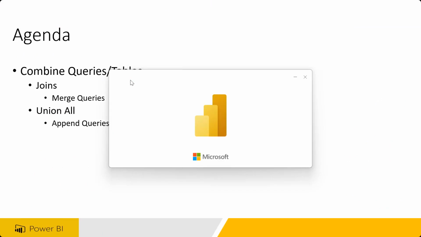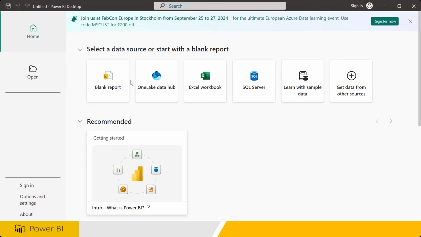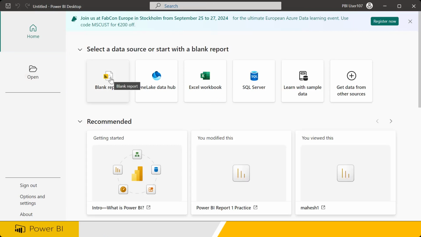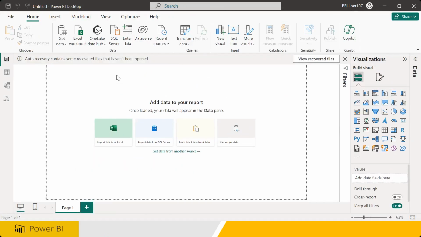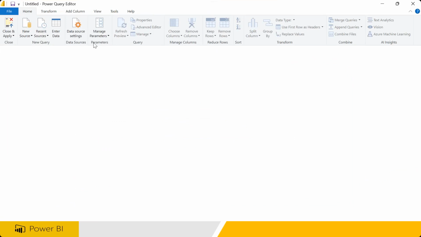Now, let me quickly open Power BI Desktop, which is on-premises software, right? Whichever software you have installed in your computer, that is on-premises. On-premises means you need to buy the software and install it in your own laptop, right? We are not buying the software, which is free, but you need to install it in order to use it. So this is my Power BI Desktop software, and click on transform data.